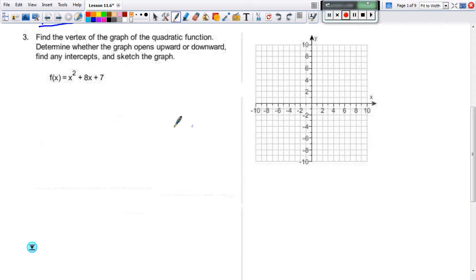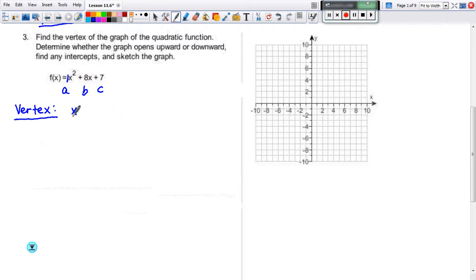Okay, find the vertex of the graph of the quadratic function, determine whether the graph opens up or down, find any intercepts, and sketch the graph. Okay, so there's a 1 in front of x squared. So again, A, B, and C. So the vertex is the first thing you're going to find.